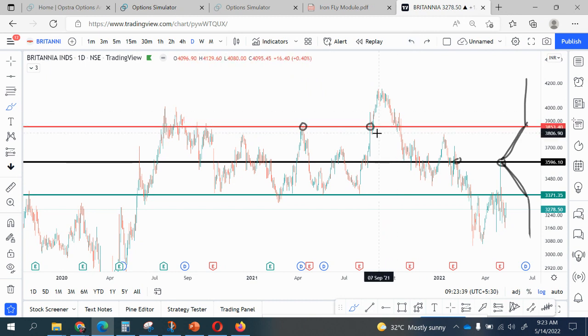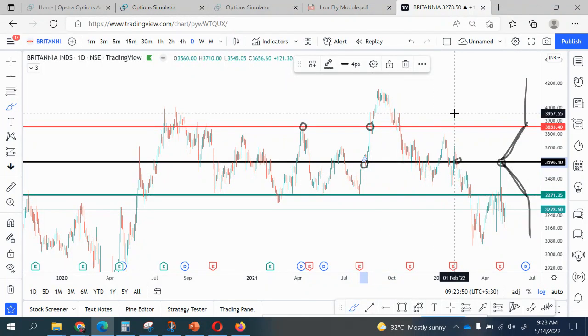What I mean to say is, whenever the market stands here, this is a very good position for you to create the iron fly, because the market will go up, take the resistance and come down, or else the market will go down, take the support and come up.